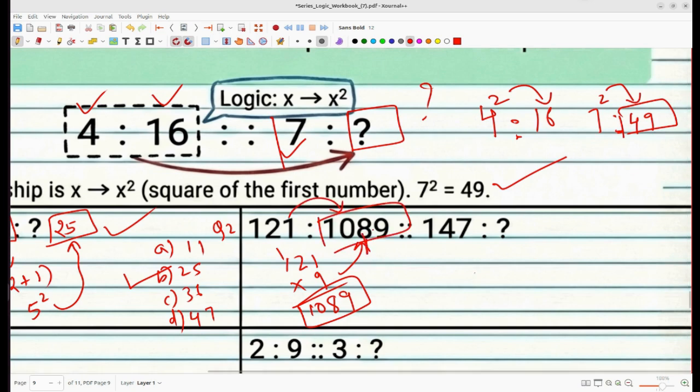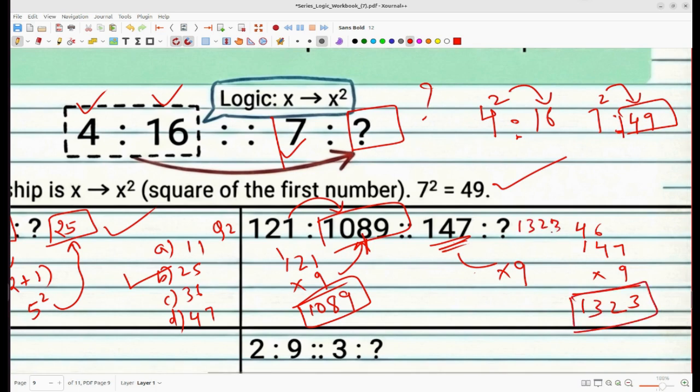Similarly, here we have 147. 147 into 9, what will we get? We need to identify that. That is 147 into 9. 9 7 ja 63. 9 4 ja 36. 36 plus 6, 42, right? 42. 9 1 ja 9, 10, 11, 12, 13. So 1323 we got. The answer is 1323. 1323 is the answer.